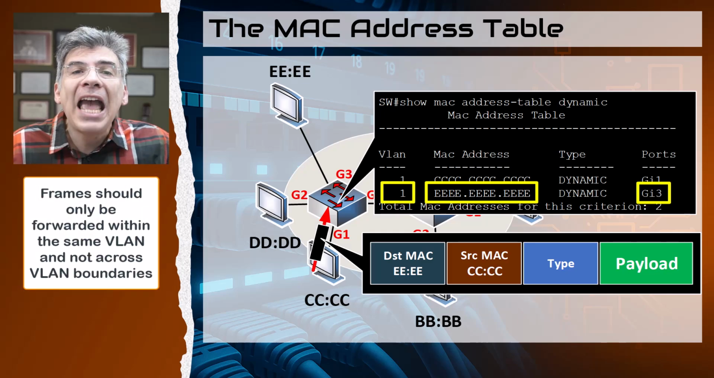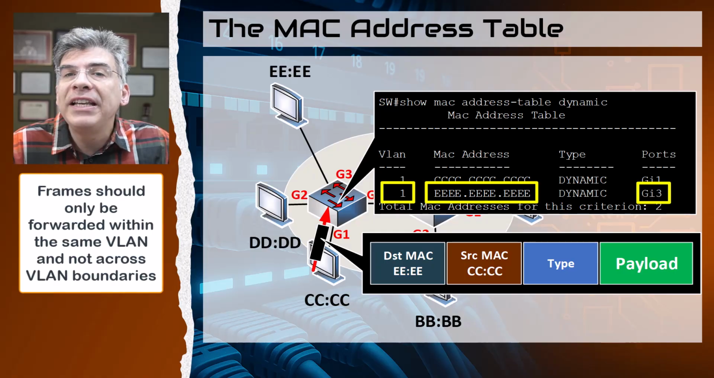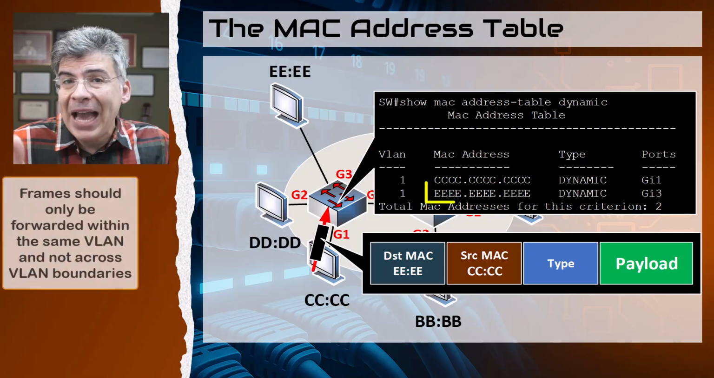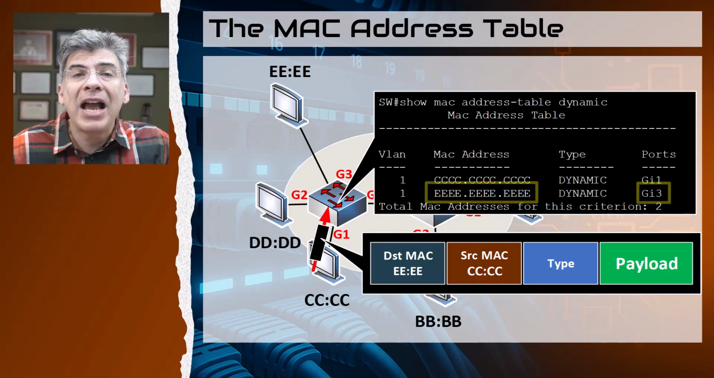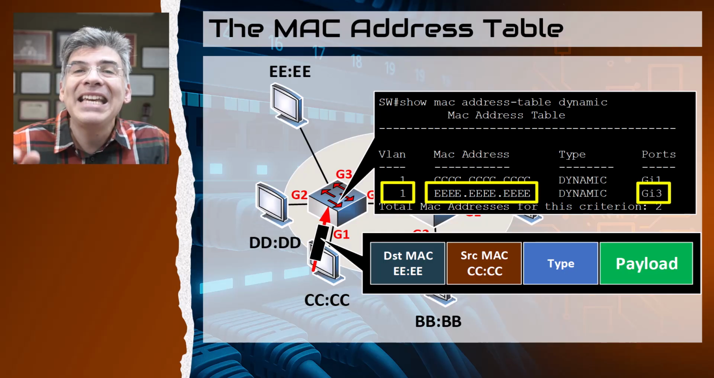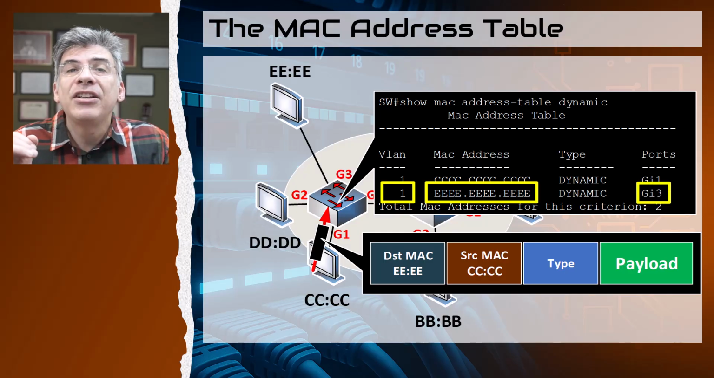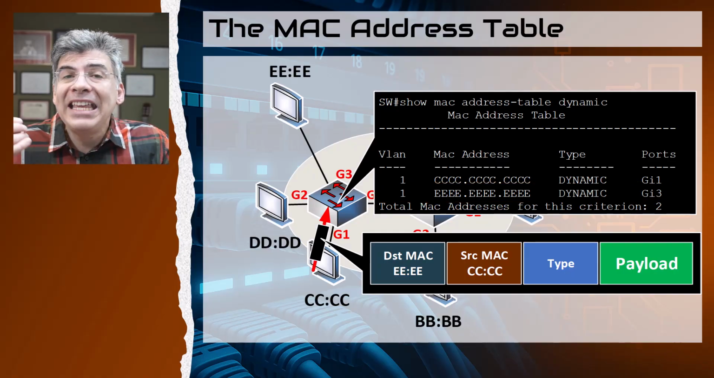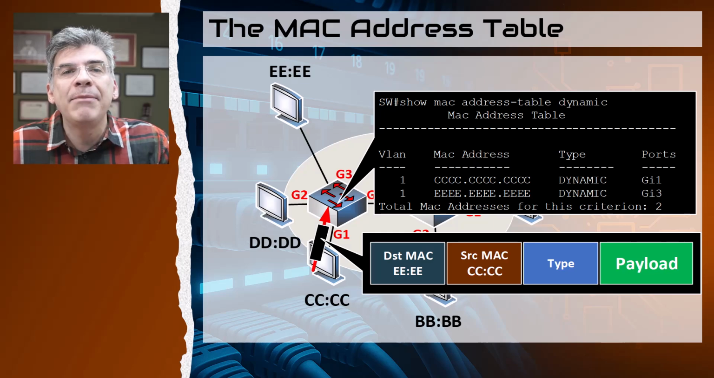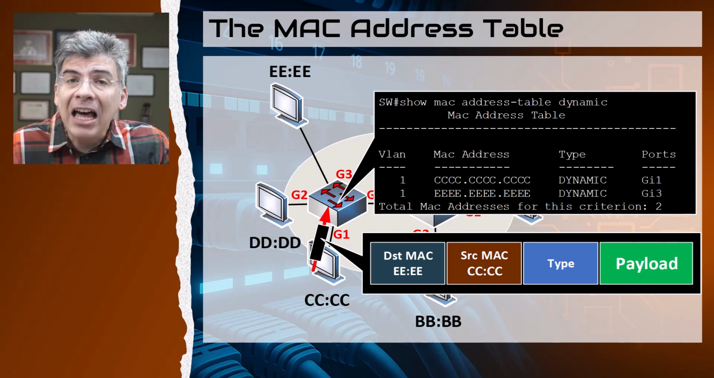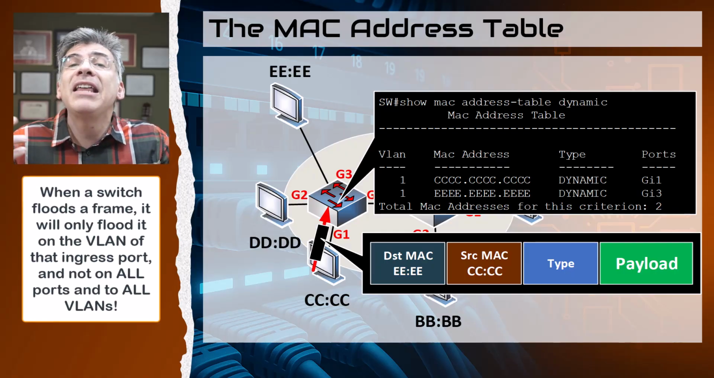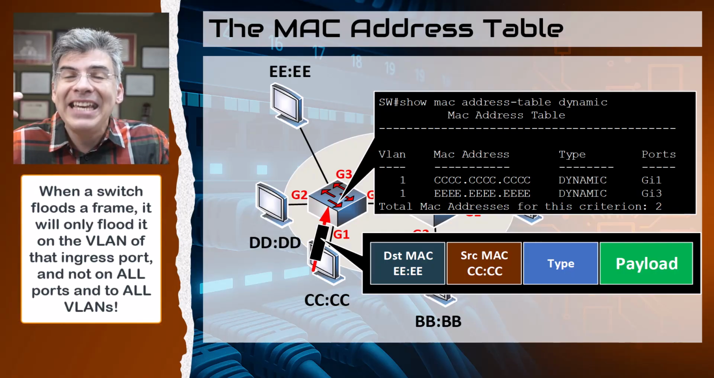Frames must only ever be forwarded within their own VLAN, not across VLAN boundaries. So instead of simply mapping MAC address to port, the switch actually tracks MAC address and VLAN to port. This ensures that traffic stays inside its assigned VLAN and does not leak into other network segments. This is especially useful when the MAC address is not found in the MAC address table. When the switch floods the frame out of all of its ports, it will only flood it out of those ports that belong to the same VLAN as the incoming frame.